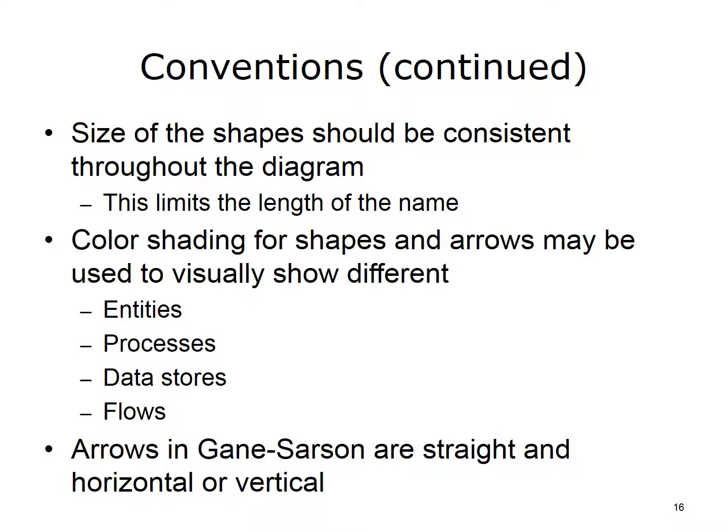We found no guidance on the use of color shading for shapes or arrows, and expect that since the notation was developed in the 1970s, that color was not commonly used on the diagrams. However, today, color may be used to visually show different types of entities, processes, data stores, or flows. Arrows in Gaines-Sarson are straight and horizontal or vertical, i.e., no diagonal or curved arrow lines. Double-headed arrows can be used instead of two separate arrows in opposite directions, such as to represent request and reply.